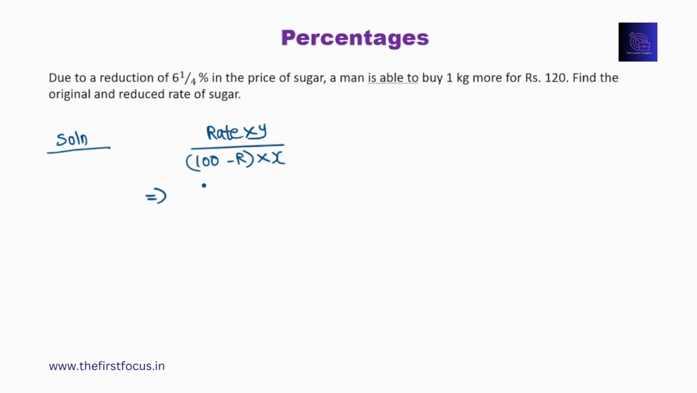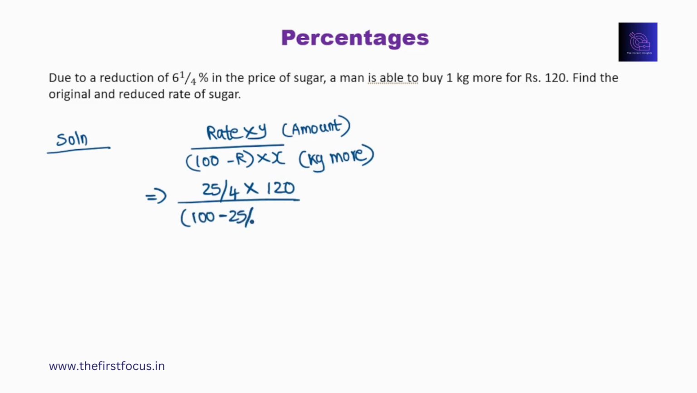Rate into Y divided by 100 minus R, into X. The rate is 6 1/4, we can write as 25/4, into Y. Here Y is the amount and X is the kg more he bought. 120. 100 minus the rate 25/4, into 1. So we get 25/4 into 120 divided by 375/4 into 1. On cancelling we get 15 times 25 is 375, 8 times 15 is 120.